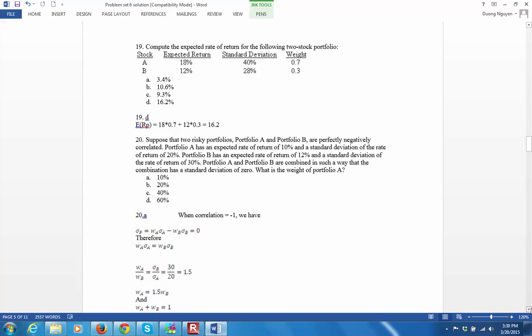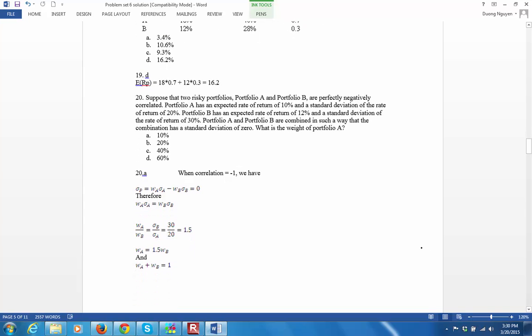Number 20, suppose that A and B are perfectly negatively correlated. So if the correlation between A and B is -1, the standard deviation of the portfolio would be w_A times sigma_A minus w_B times sigma_B, and this has to be equal to 0. So you solve for w_A.